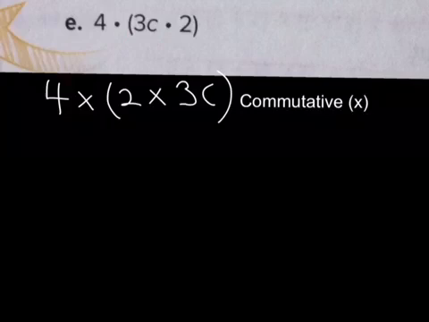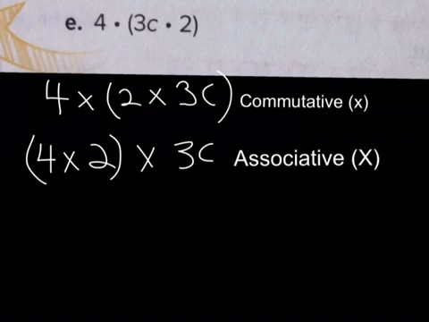Okay, you see that? It does not change. It will not change my answer. But then I know that 4 and 2 don't have a variable, so those two can be multiplied into one another much easier, right? And I can get 8. So I can use associative property of multiplication and associate those two and do those two first. 4 times 2, and then later on times 3c. Correct? That's associative property of multiplication.